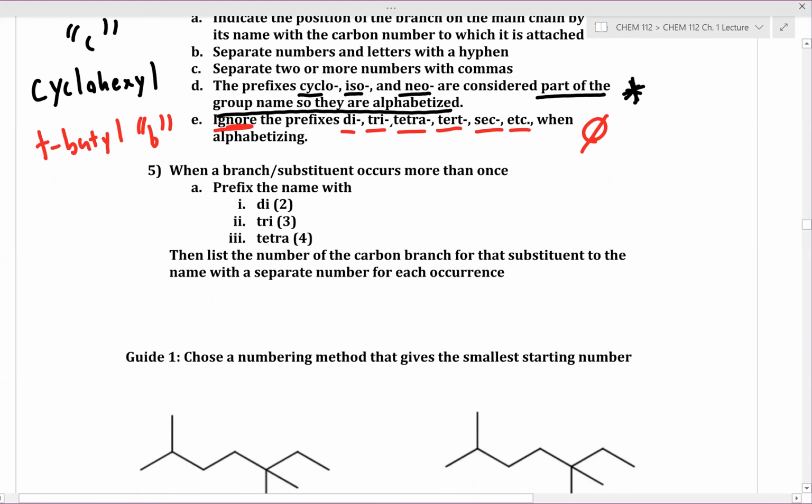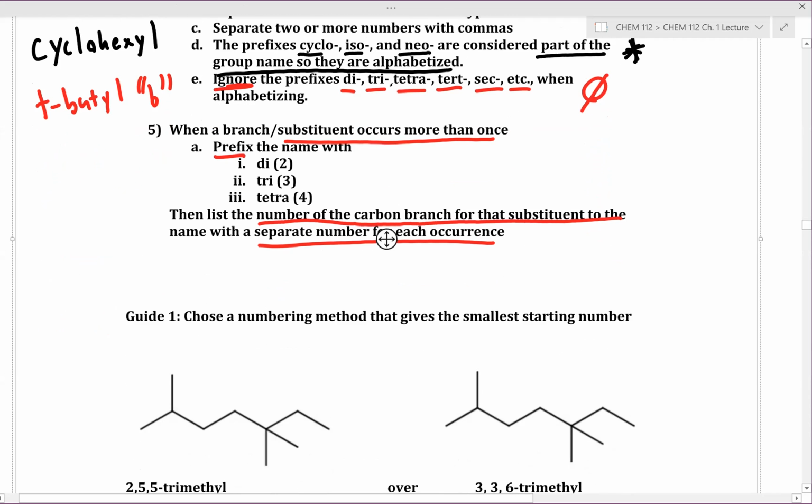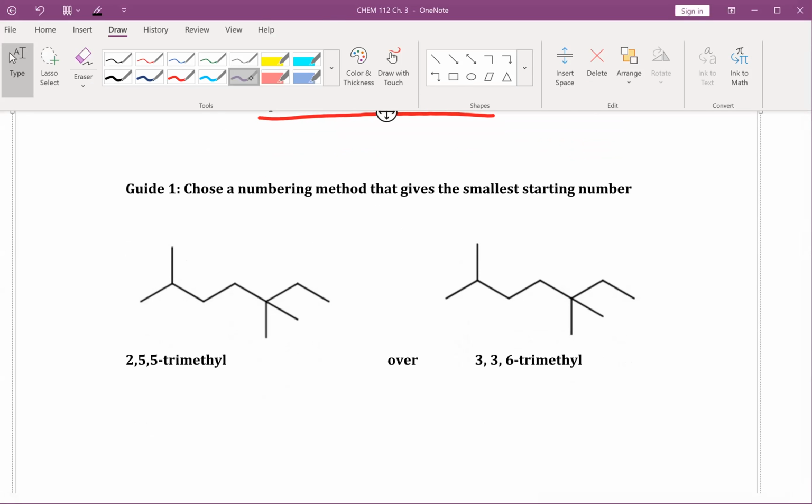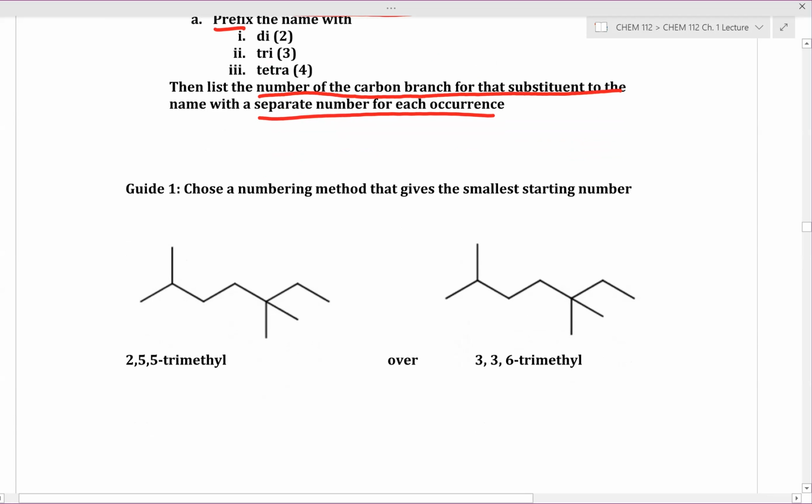Now, if a substituent occurs more than once, you prefix the name with di, tri, or tetra, and you list the number of carbon branches for each substituent with a separate number for each occurrence. In terms of guiding methods, rules of thumb to look out for, you want to make sure you're choosing a numbering method that gives you the smallest starting number.